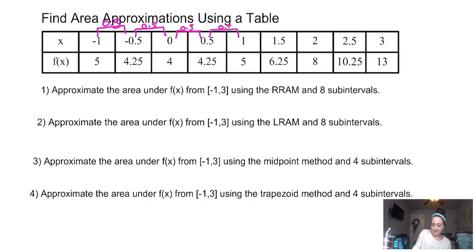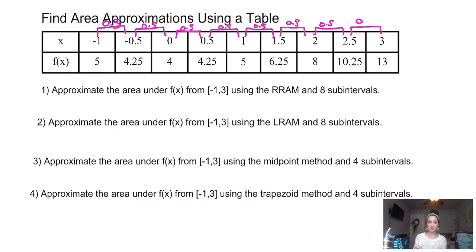So even though it seems a little tedious now, really just look at what the difference is for each subinterval. And it doesn't have to be the same length. It is in this case, but it won't always be. So it's a really good idea to mark off the length of your base. So in each case here, if I go from 0 to 0.5, that's a length of 0.5, right?